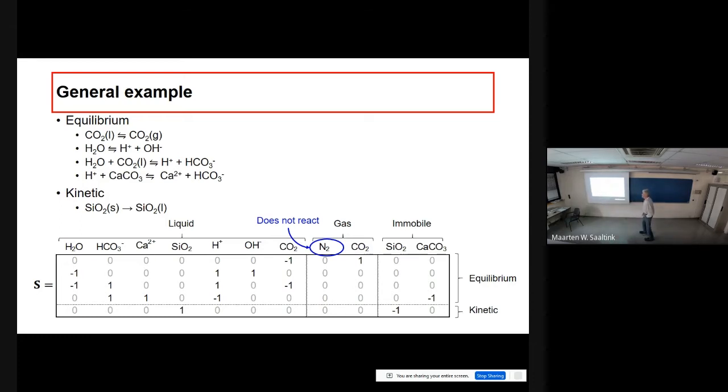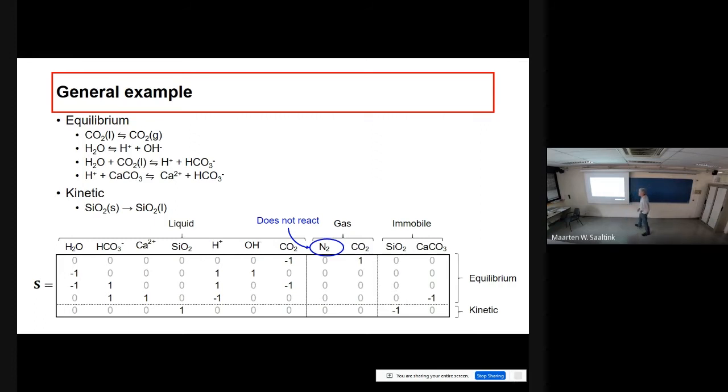And this is my stoichiometric matrix. So I have my first reaction, CO2 gas is formed by CO2 in the liquid. And we have water; the element on the left side is a minus, which gives H plus and OH minus. And then the other reactions. And here the last one is kinetic, the first ones are equilibrium.